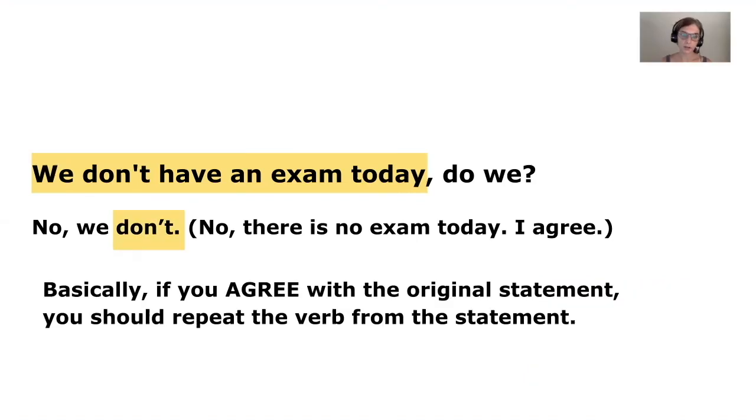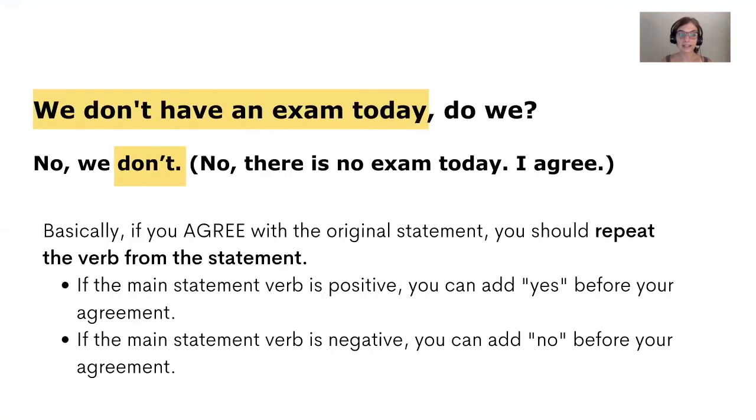Again, just to summarize, if you agree with the original statement or you want to confirm the truth of the original statement, you should just repeat the verb form from that original statement. And if the main statement verb is positive, you can add a yes, or if the main statement verb is negative, you can add a no before your agreement or confirmation.